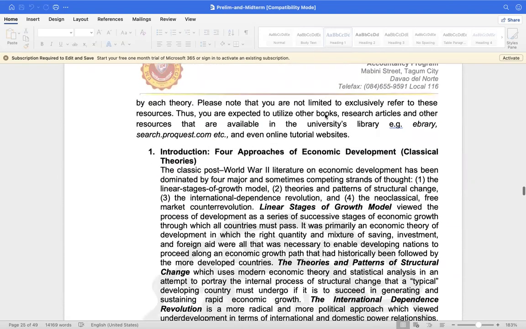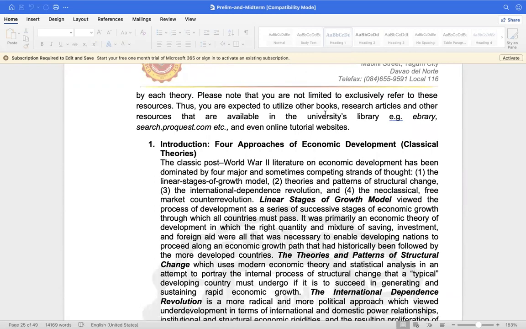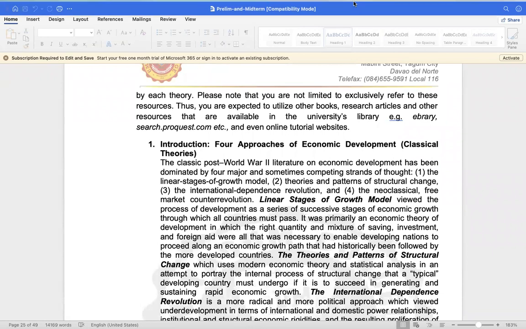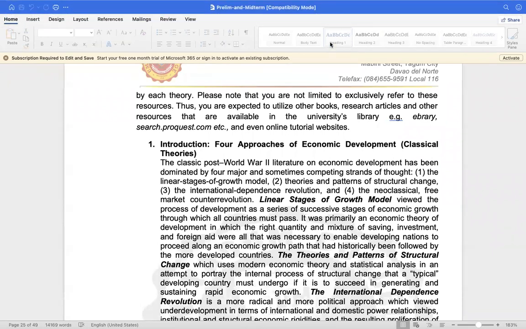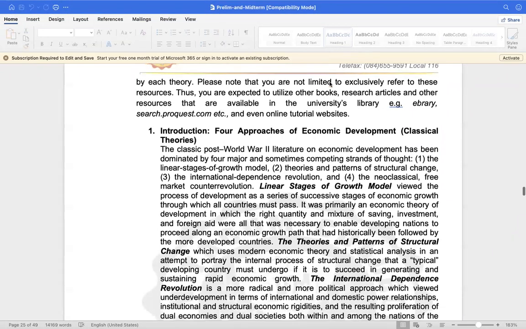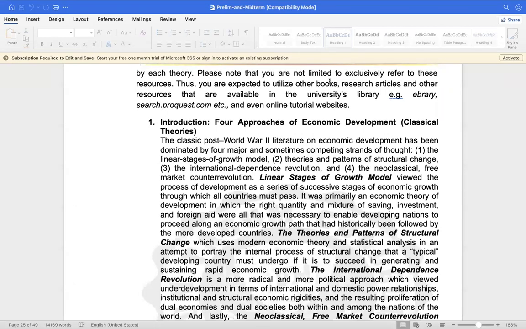So we have 4 approaches of economic development. This is based on the classical theories. The classic post-World War II literature on economic development has been dominated by 4 major and sometimes competing strands of thought. These are the following: the linear stages of growth model, theories and patterns of structural change, the international dependence revolution, and the neoclassical free market counter-revolution.